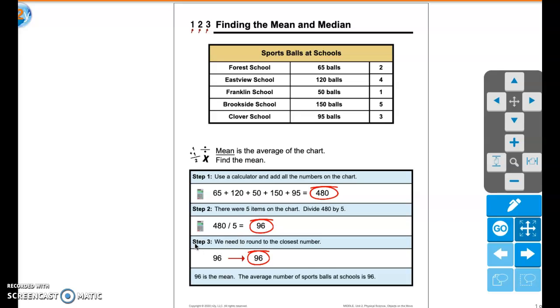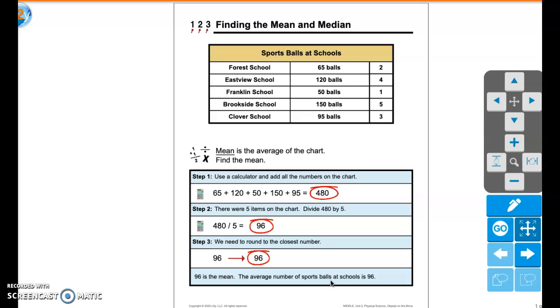96. So our average is 96. The reason that step 3 says that we need to round to the closest number is because when you're dividing, a lot of times you get a number on your calculator that would be like 96.85732, blah, blah, blah. So a lot of times there are decimals that come along with it. So we're just going to round to the nearest number. Okay. So this one comes out evenly. And so 96 is our average, which is also the mean.